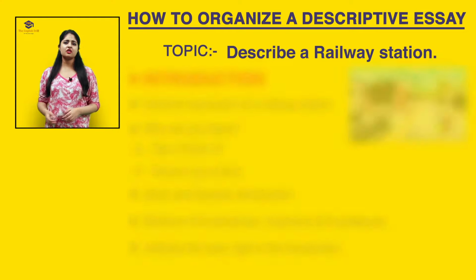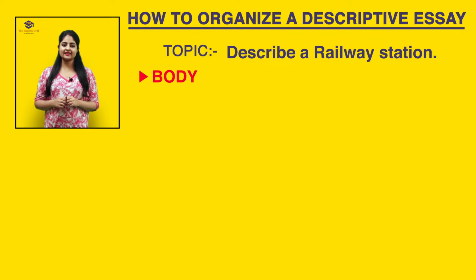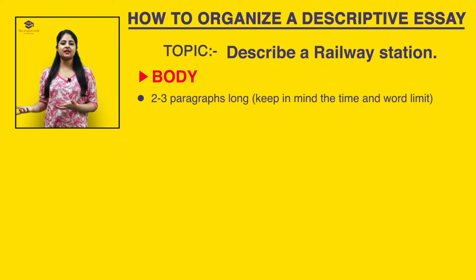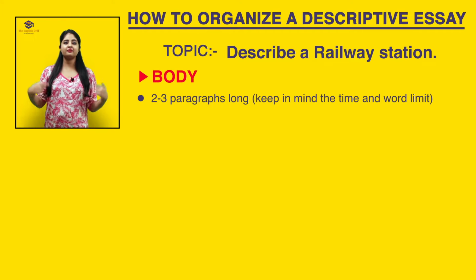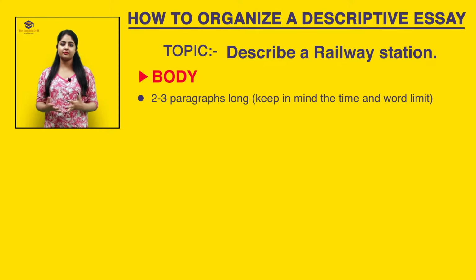Now, moving on to the body of your essay. The body can be 2 to 3 paragraphs long, but keep in mind the word limit. Don't make it too long. Don't include too many paragraphs. Keep in mind the time limit and the word limit, and then go on and furnish the body of your essay. So, what do you write in the body of a descriptive composition?